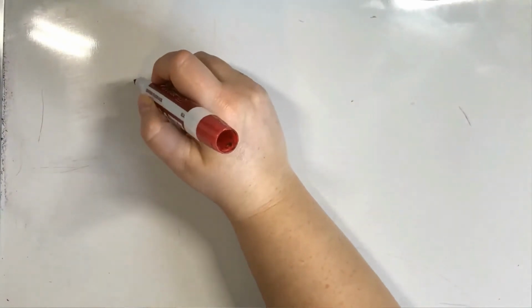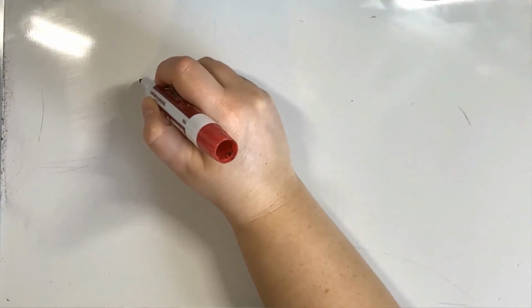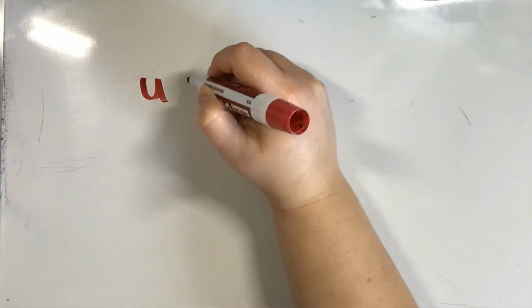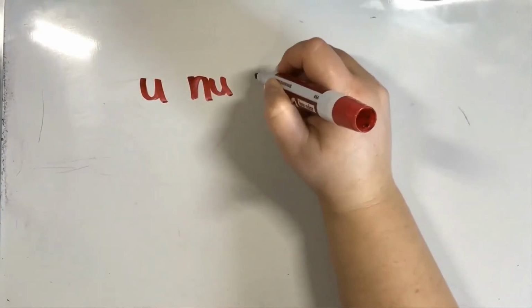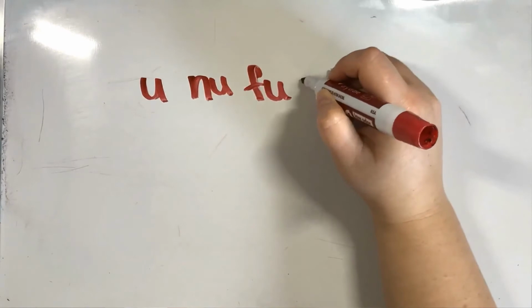Okay, and now I'm going to show you a comparison between all of the different ones that have a similar almost like a number 7 shape. So we have u, nu, fu, da.